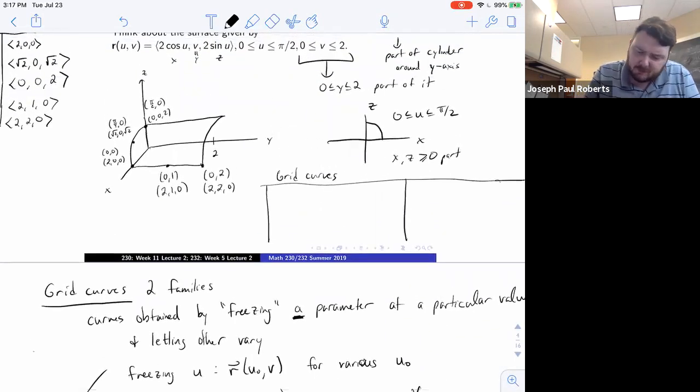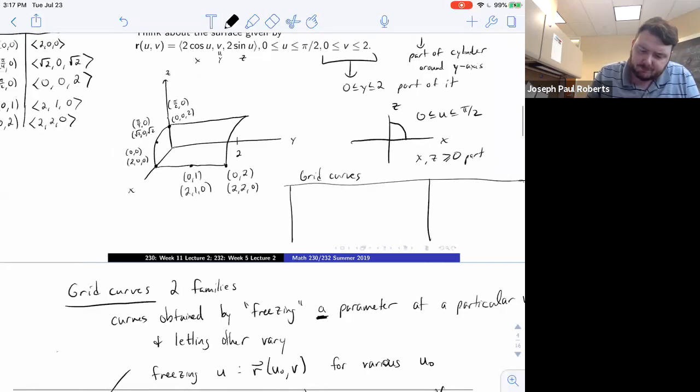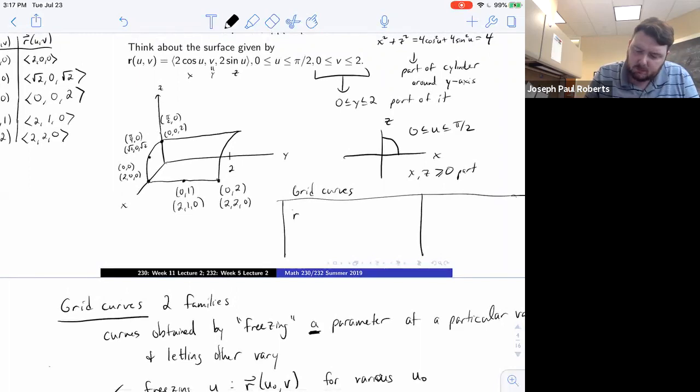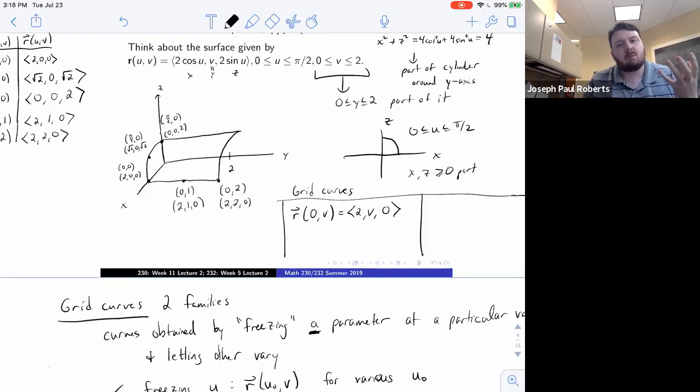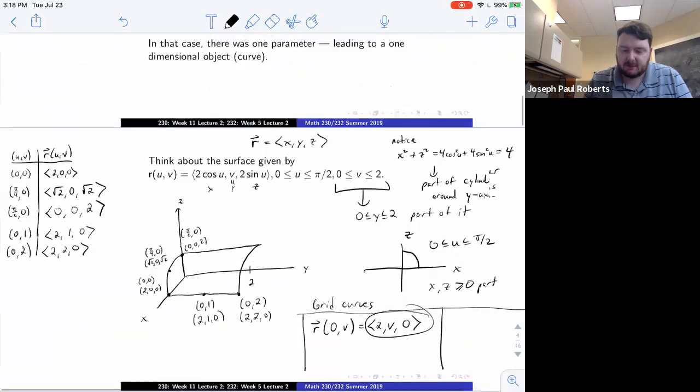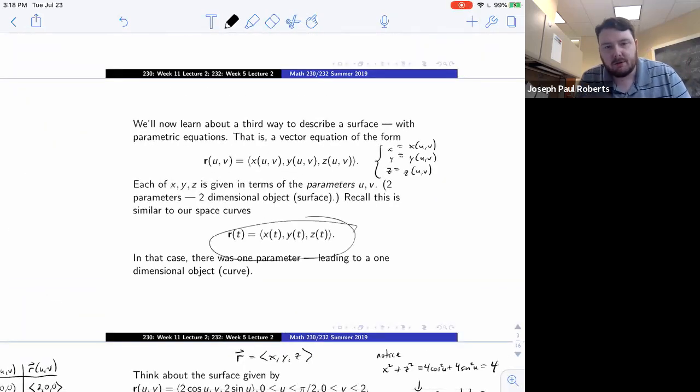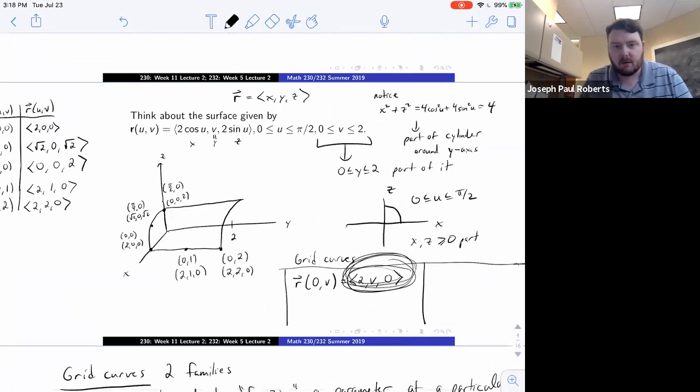The first one could be, for example, what happens if I keep u frozen at 0? So I substitute in u equals 0 into these equations, and I'm going to get 2, comma, v, comma, 0. Now if you look at this, who cares what the name of the parameter is? This is basically an r of t equation where x, y, and z are in terms of one thing. Back when we did space curves, we called the parameter t. For this curve here, the parameter is v.